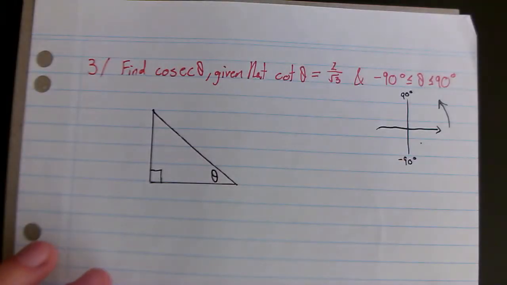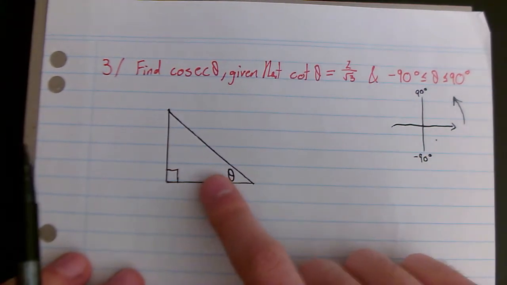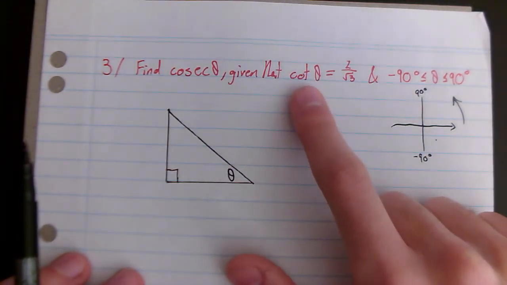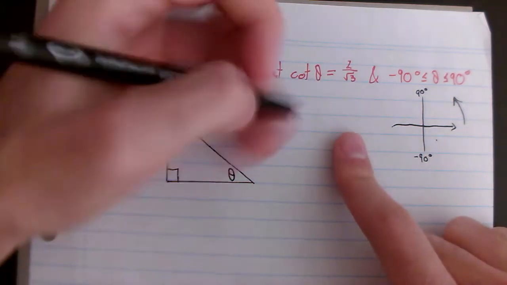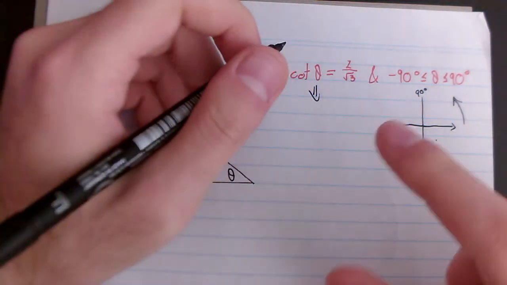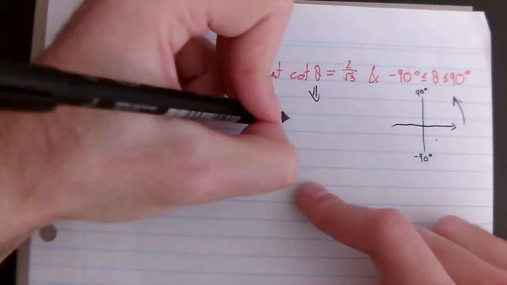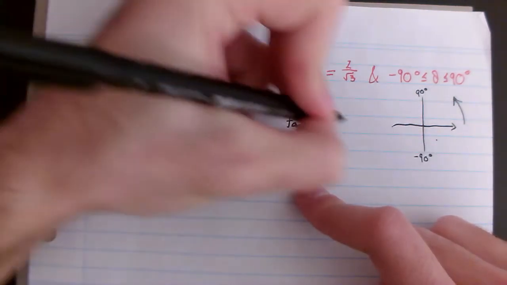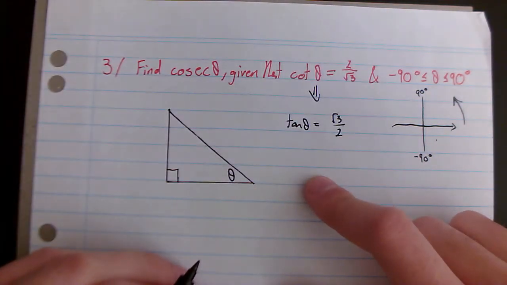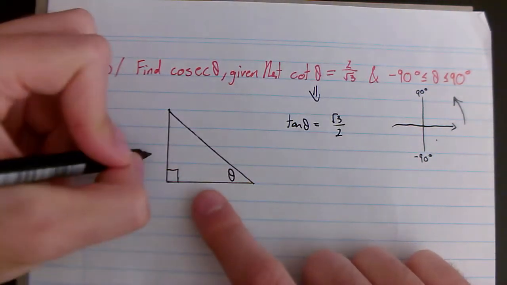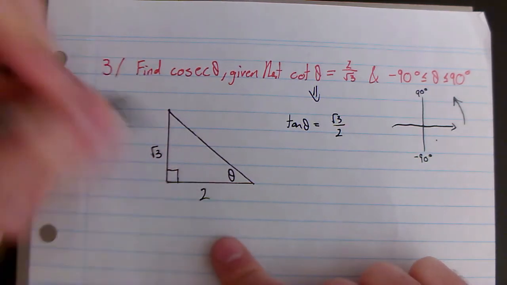First things first, we're going to use the information given that cot theta is equal to 2 on root 3, and remember cot theta is the reciprocal of tan theta. So that means tan theta is root 3 over 2, just flipping that fraction. And we fill in this information here, so that leaves root 3 and then 2 over there.